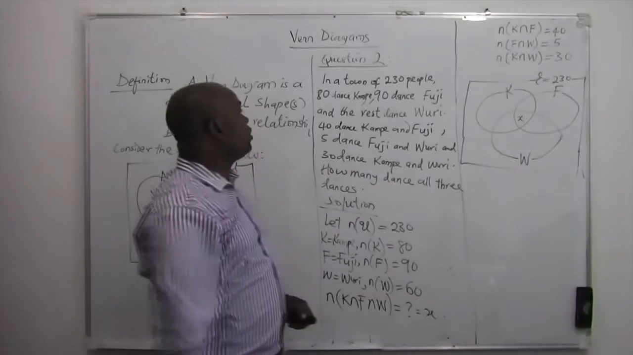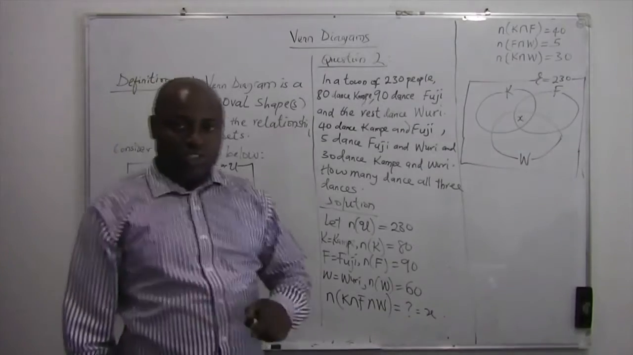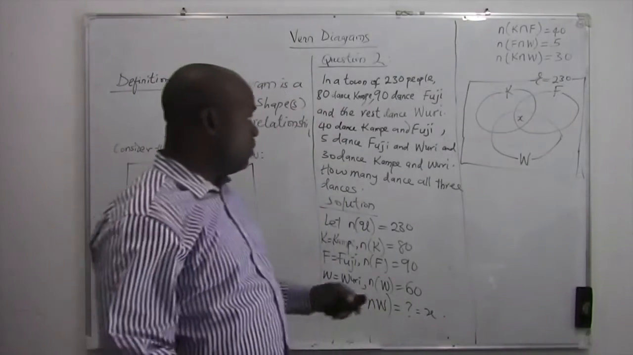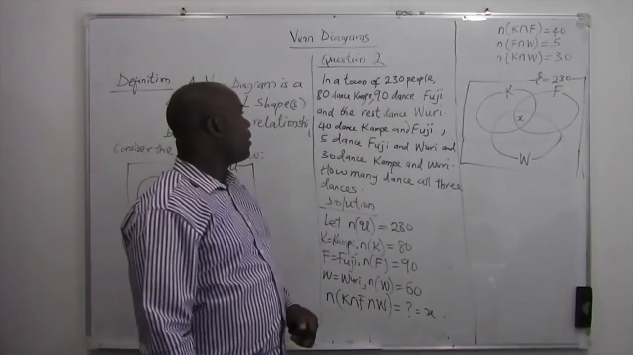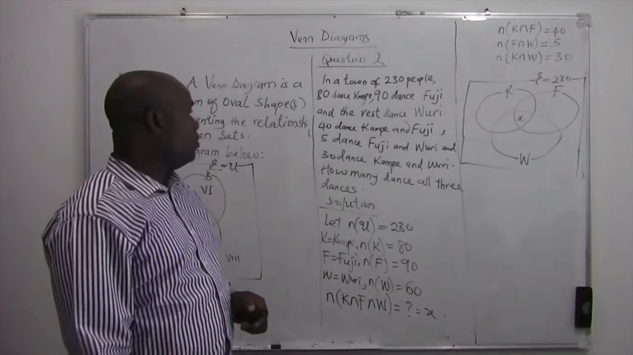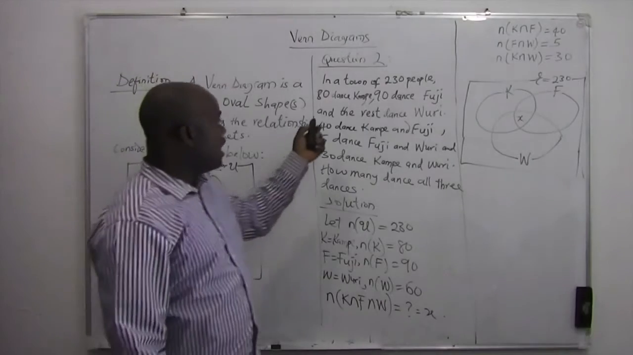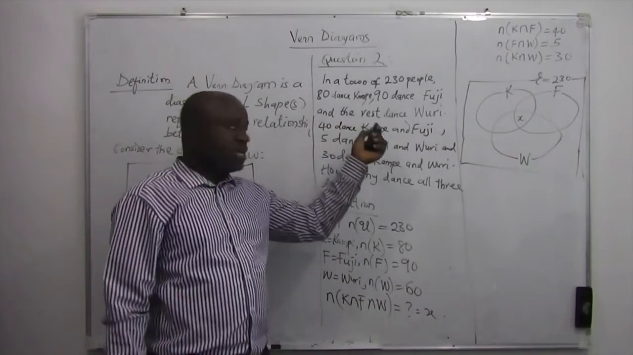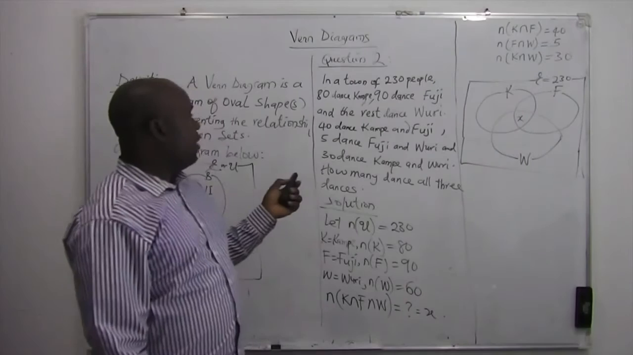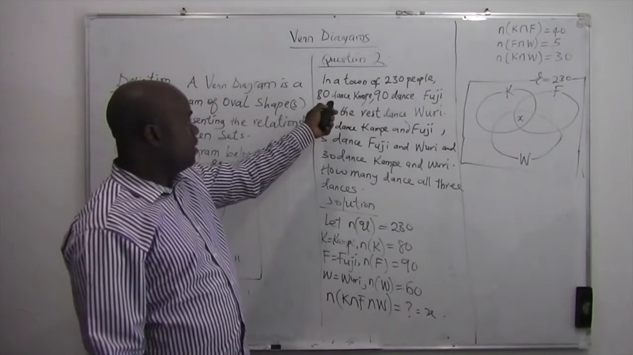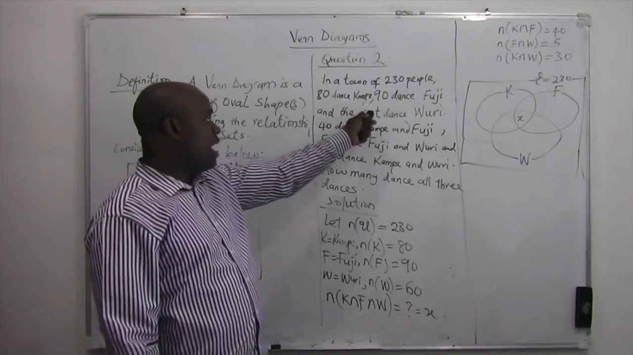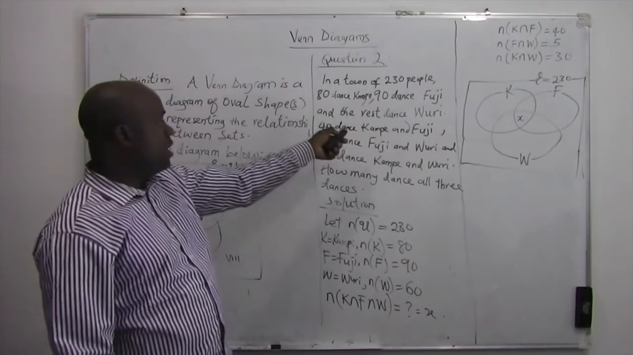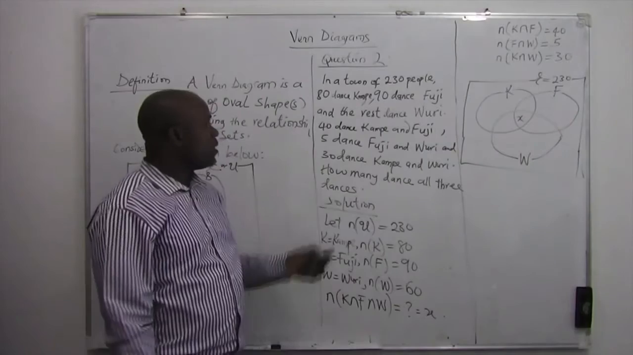We have on the board the continuation of the problems under Venn diagrams. And this is question number 2. Here we are told that in a town of 230 people, we have 80 dancing kampe. It's a type of dance. 90 dance Fuji, and the rest dance Wuri.